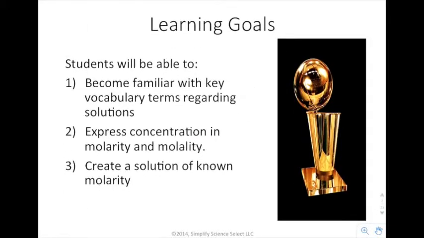So the learning goals for this particular presentation are that you become familiar with the key vocabulary regarding solutions, that you be able to express concentration as molarity, molality, and also parts per million and parts per billion, and that you be able to create a solution of known molarity in the lab.